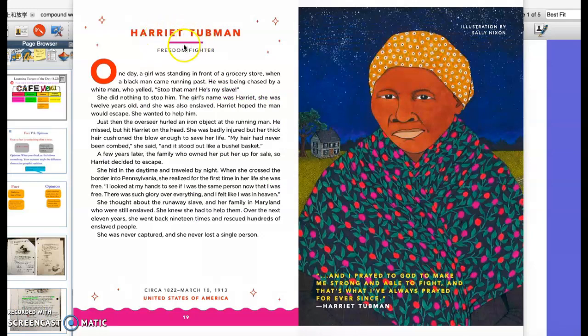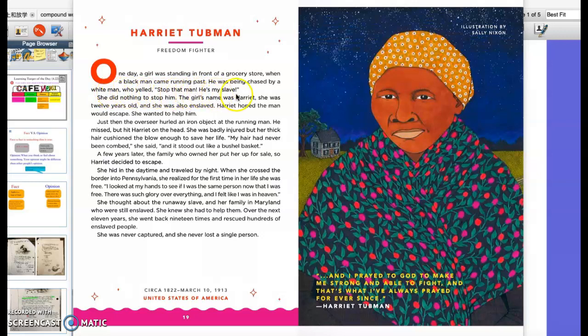Harriet Tubman, Freedom Fighter. One day, a girl was standing in front of a grocery store when a black man came running past. He was being chased by a white man who yelled, "Stop that man!